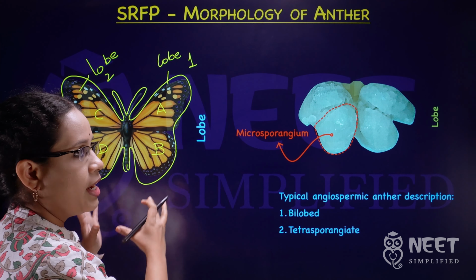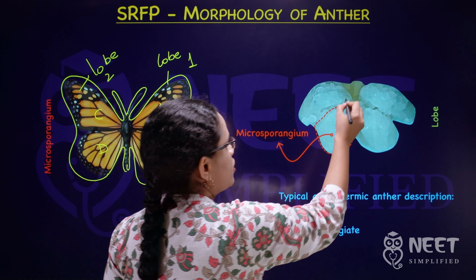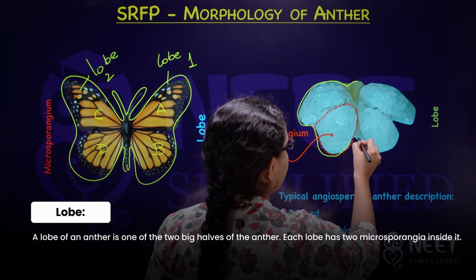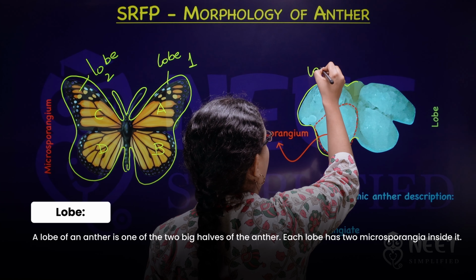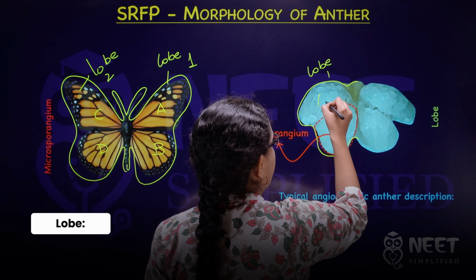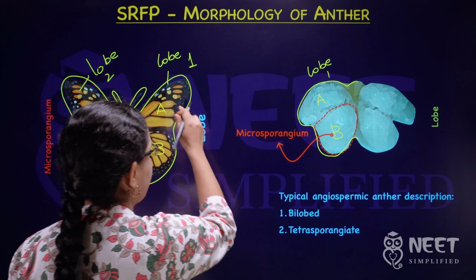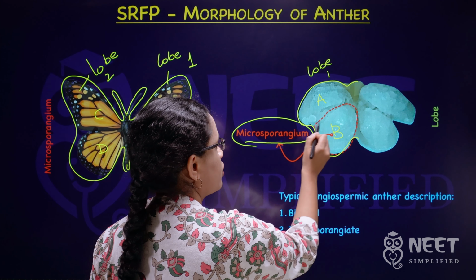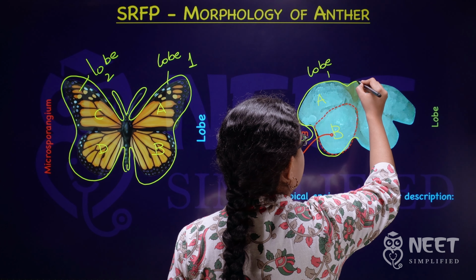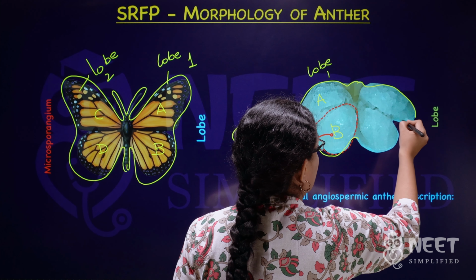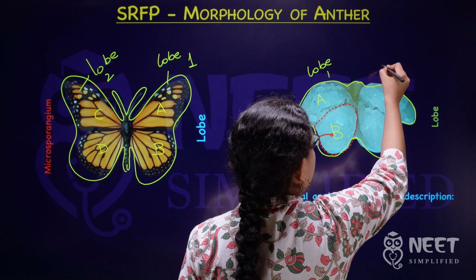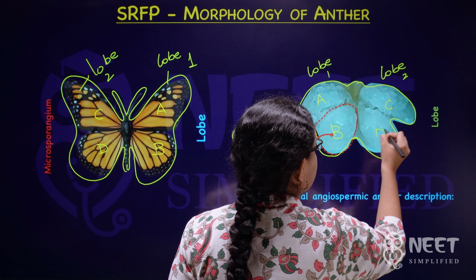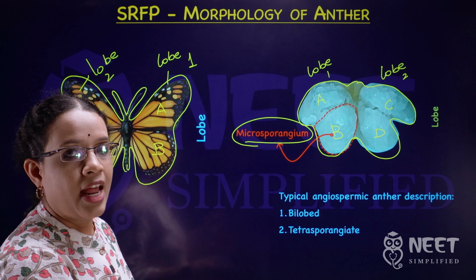So let us correlate this with the anther. Just like how you find lobe number 1, this is lobe 1 with A and B, the wings you have seen here, isn't it? Just like that, A and B, these are the microsporangia which you find. And let us see lobe number 2 as well. So this is lobe number 2 with C and D microsporangia.